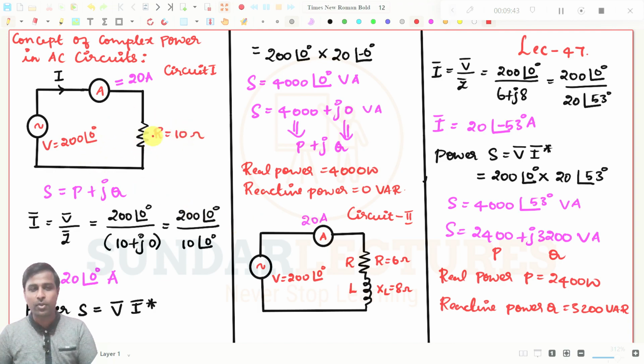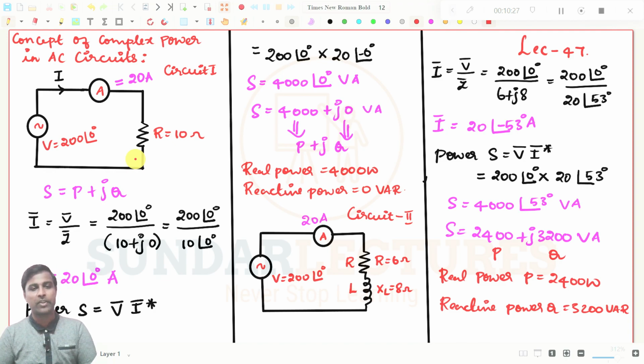Why? This circuit doesn't have any inductive reactance or capacitive reactance, but this circuit has inductive reactance. Try to understand, the absolute value of apparent power in both cases is 4000 volt amperes. Both are the same, both deliver the same volt amperes, but the absorption of power in the load differs in both circuits. That is the difference in the complex power nature in AC circuits.